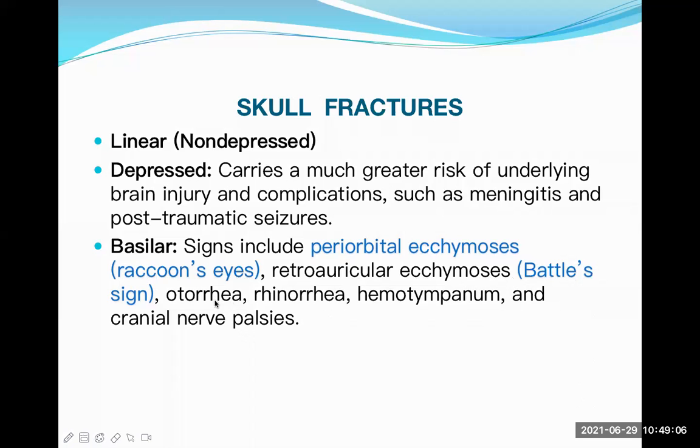Otorrhea is also a feature of middle cranial fossa injury. Rhinorrhea is a feature of anterior cranial fossa injury, and this is usually caused by CSF rhinorrhea and CSF otorrhea. Now, cerebrospinal fluid is coming out in the serious type of injury. Hemotympanum, just now talked about, is a collection of blood in the middle ear, and cranial nerve palsies also can occur. This is damage to the cranial nerve.